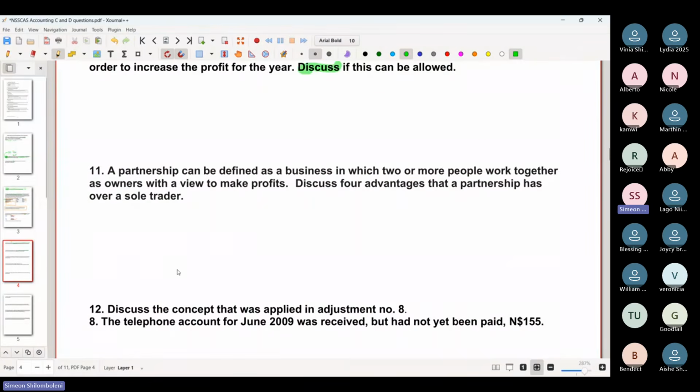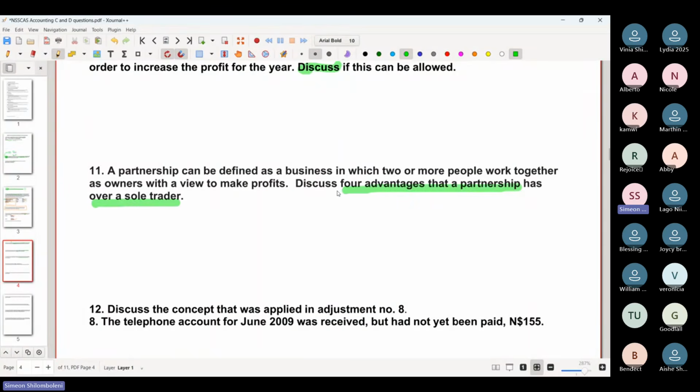Next one, we are just at page 4. We have page 10, but it doesn't matter even if we don't finish. The idea is just for you to grasp the concept. A partnership can be defined as a business in which two or more people work together as owners with a view to make a profit. Discuss 4 advantages that a partnership has over a sole trader.